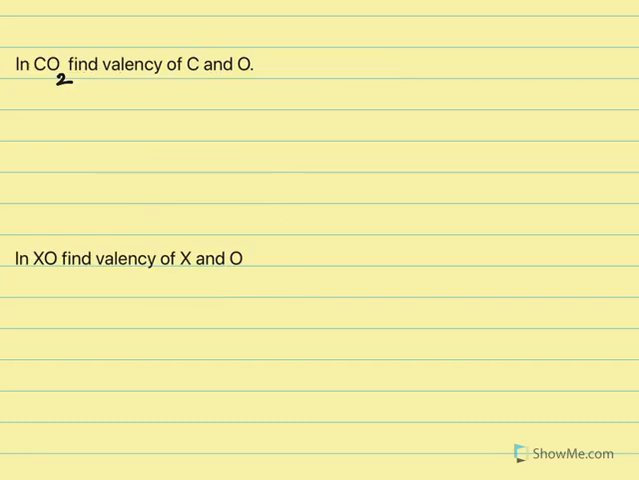In CO2, find the valency of C and O. So we have CO2. So you probably think the valency of O is 1, since the subscript is exchanged. But we know the valency of oxygen is not 1. Oxygen is 2. So this is multiplied by 2, right? This also you need to multiply by 2. So you have 4 and 2, which means the carbon valency is 4, oxygen valency is 2. So this is your answer.